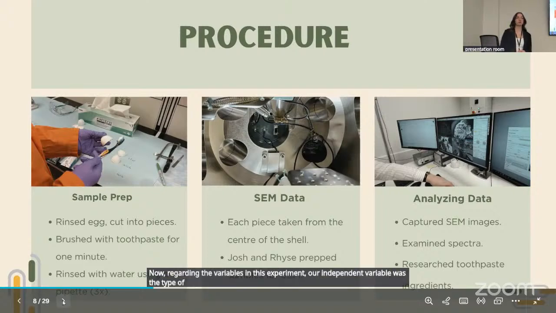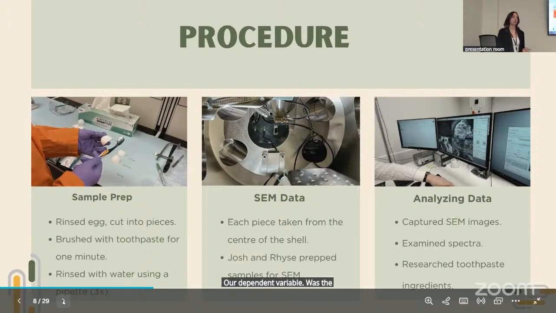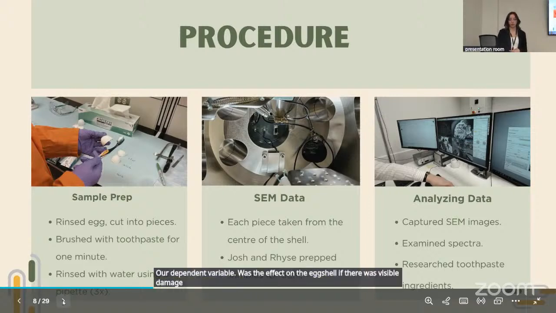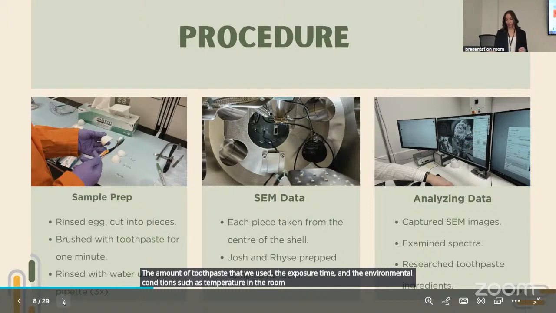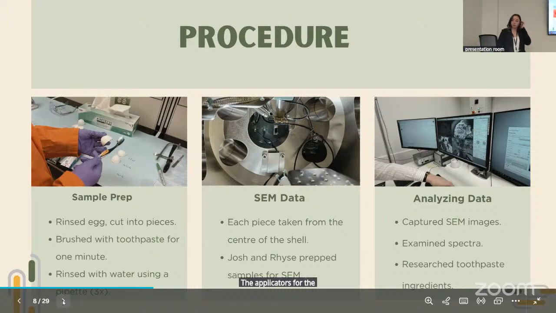Now, regarding the variables in this experiment, our independent variable was the type of toothpaste. We used 3 different kinds: regular, whitening, and charcoal. Our dependent variable was the effect on the eggshell, if there was visible damage, if it was weakened, things like that. Our controlled variables were the size and the type of shell, the amount of toothpaste that we used, the exposure time, and the environmental conditions such as the temperature in the room. And then the materials that we provided for this experiment were 3 different kinds of toothpaste, the eggshells, the applicators for the toothpaste, and the toothbrushes.